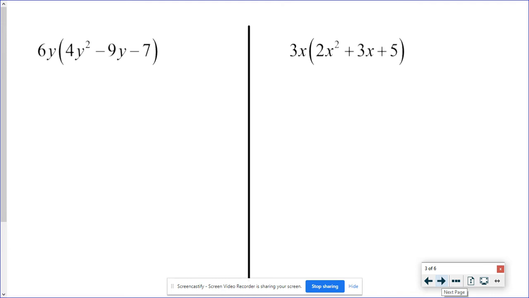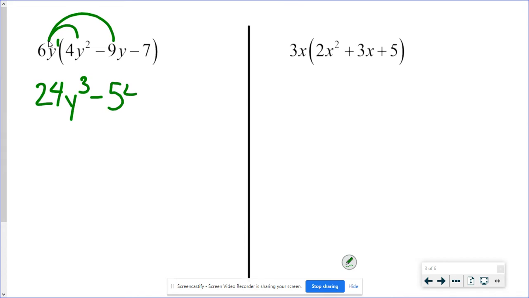In this next example, both of these examples, in fact, I'm distributing a monomial, one term on the outside, to a trinomial on the inside. When I do this multiplication, 6y, remember that's 6y to the first, times 4y squared would give me 24, and that'll be a y to the third, minus 6y times 9y would be 54, not just a regular y, right? We have y times y would be y squared, minus, there's no variable in this part, but we can still multiply the coefficients. So 6 times 7 is 42, and then we just carry that y along.